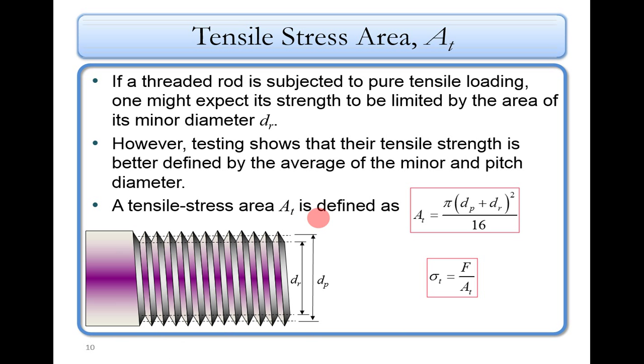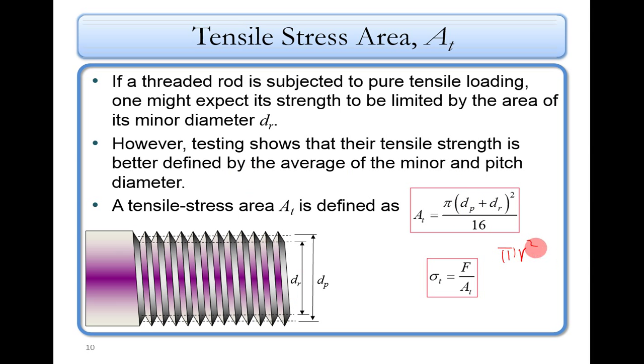So what's tensile stress area? Basically, if you have a threaded screw and you subject it to a pure tensile loading, the question is how much tensile stress exists on the screw body? The first intuition is often that we can calculate the tensile stress using the minor diameter, using the cross-section area at the minor diameter, but that actually turned out to be not so accurate. The actual tensile stress should be calculated based on an average of the minor and pitch diameters. This is basically how that column of tensile stress area is calculated.